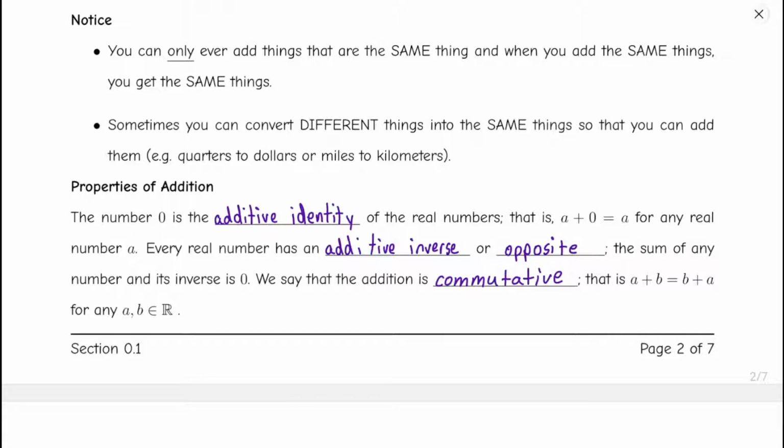So a little side note here. This just means a and b are real numbers. This double-backed R, as it's called, is the symbol for real numbers.